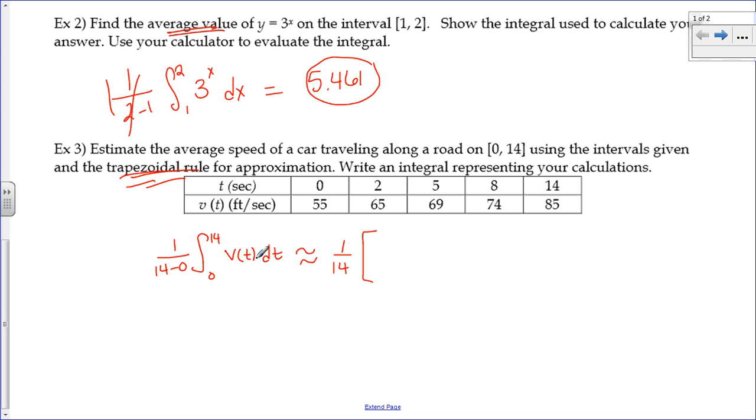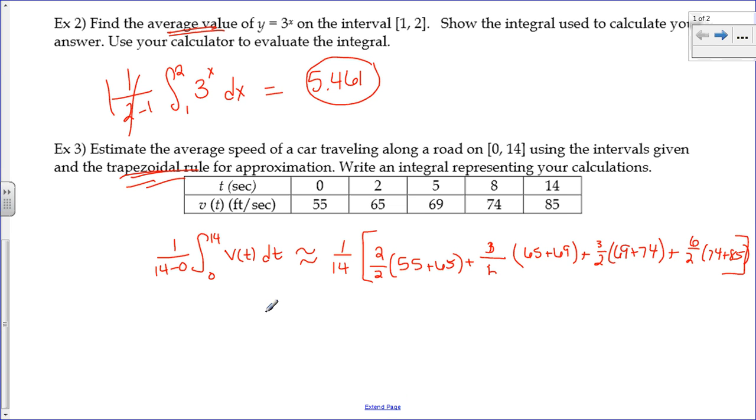So the 1/14th stays, and to evaluate the integral, we're going to estimate it using trapezoids and the numbers found here. So remember, trapezoids are the width of each interval over 2, h over 2, b1 plus b2. And then let's see, the width from here to here over 2, so my width is 3 divided by 2 times 65 plus 69 plus another width, 3 over 2, 69 plus 74 plus 8 to 14 is 6, 74 plus 85. And we're going to add all this stuff up and divide by 14. And if you can just trust me on this to speed us along, that's going to be 72.321.